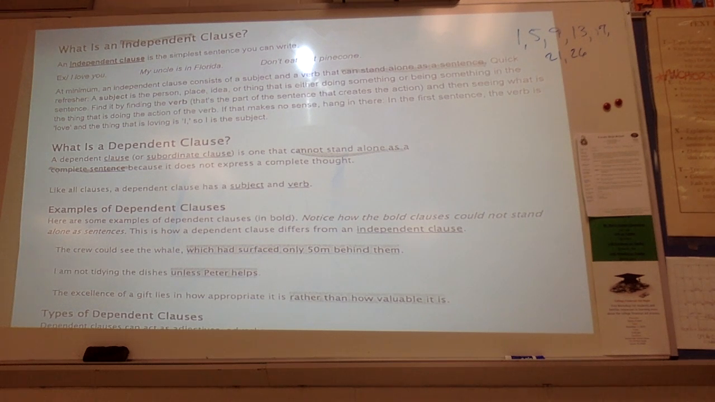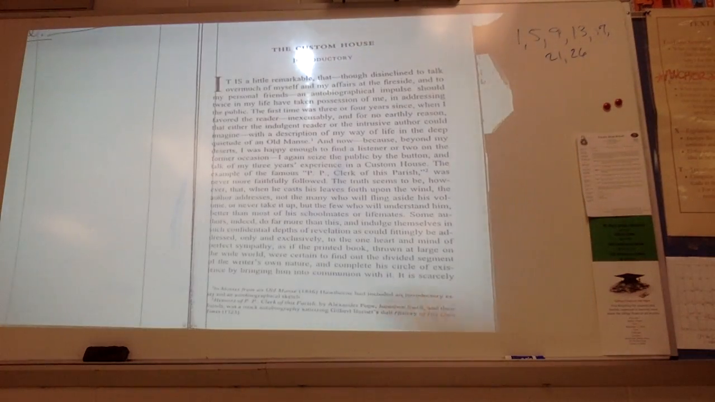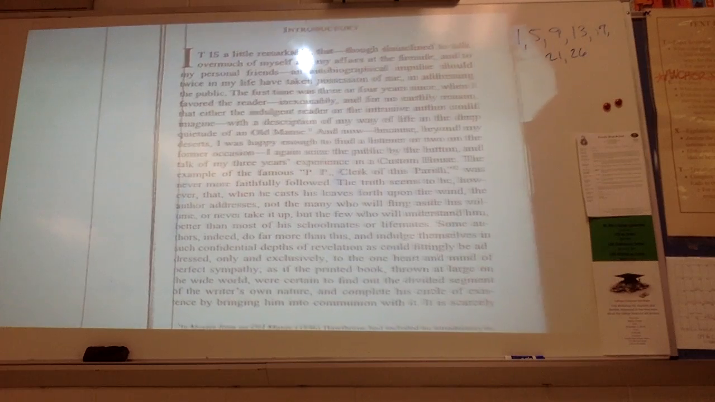Okay, once you've done that, please take a look at the copy of the Custom House that I printed out for you. This is the first page of text from the reading in the Scarlet Letter, and in order to better understand how to read this text, we need to focus in on those independent clauses and dependent clauses and how Nathaniel Hawthorne utilizes them in his writing.